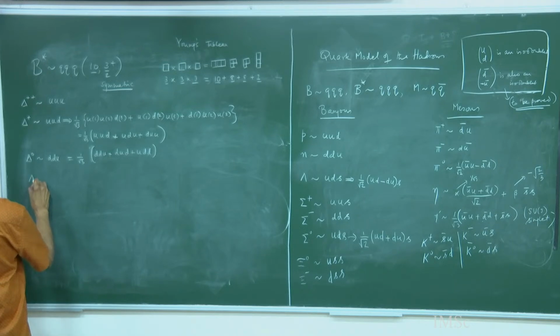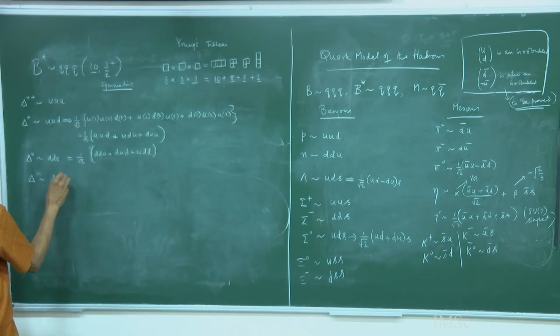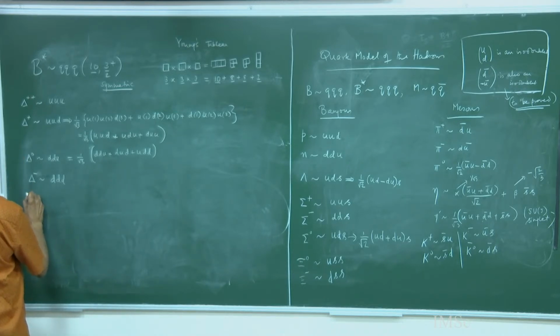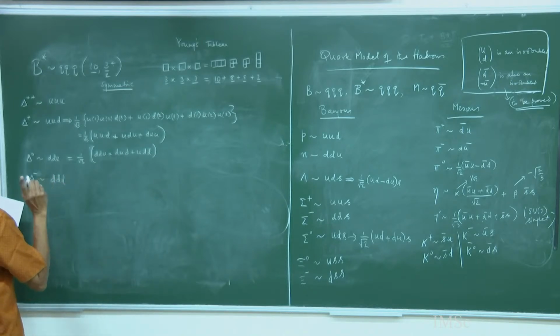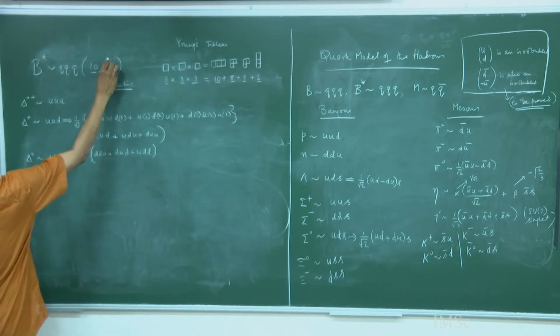Whereas delta minus is simple, just 3 d's, minus 1/3, minus 1/3, minus 1/3 gives you minus. Now let us go to the sigma. This is not the usual octet sigma which we have got. To distinguish it here, since I am not going to write the mass, we call it sigma star, the excited set of sigma, the spin parity 3/2 object.